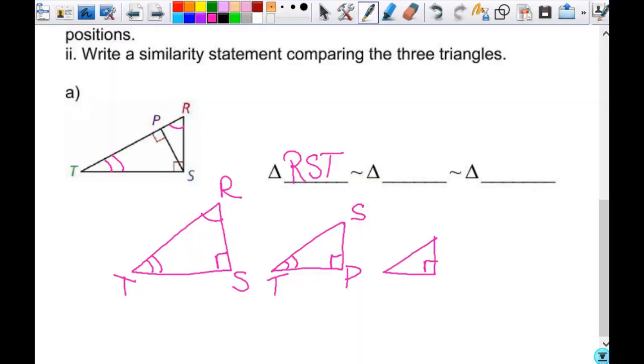Amy, what letter goes on the right angle? P. And then what goes here? S. And then this one is R. Everybody agree with all that? Okay? All right, good.